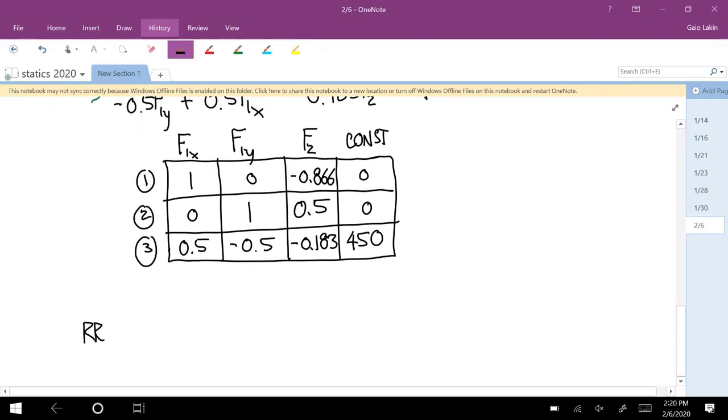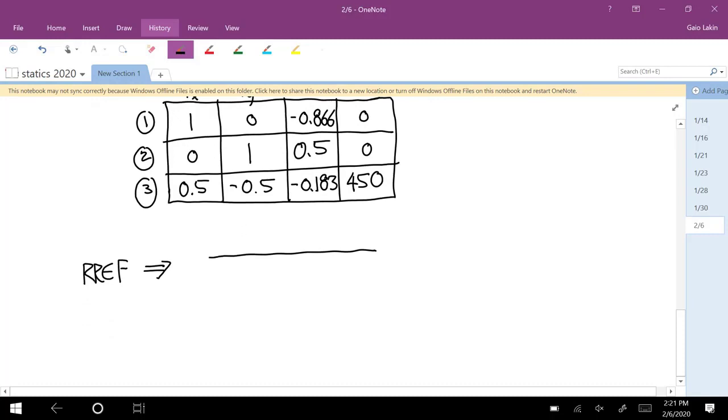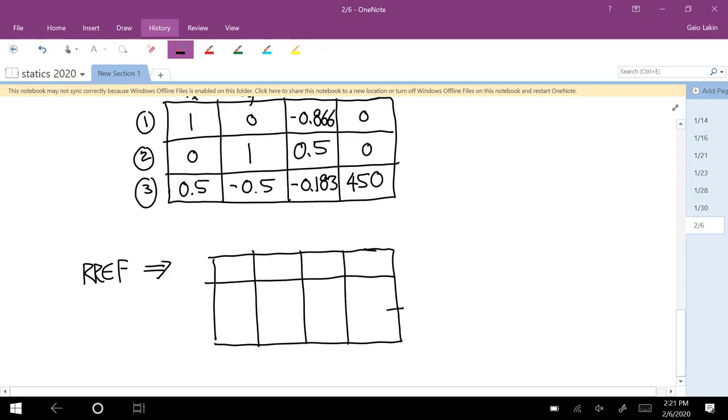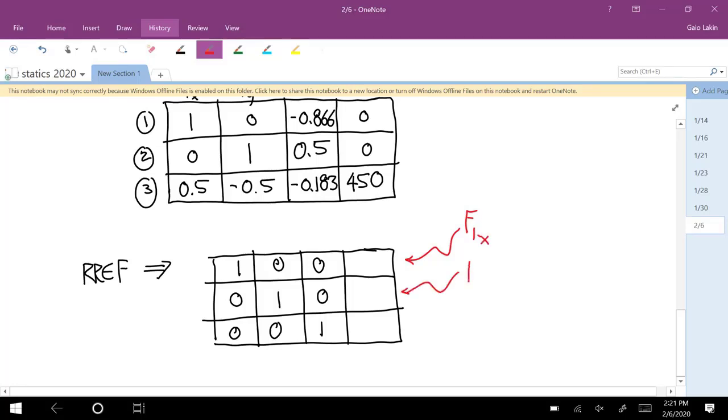And if you do reduced row echelon form, you get the same size matrix back, where these are 1s and 0s like this. And the answers are going to be given in the order F1x, F1y, and F2. 779.4, okay.